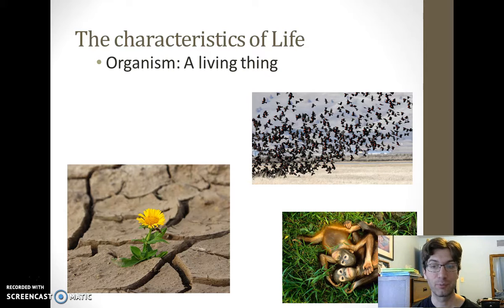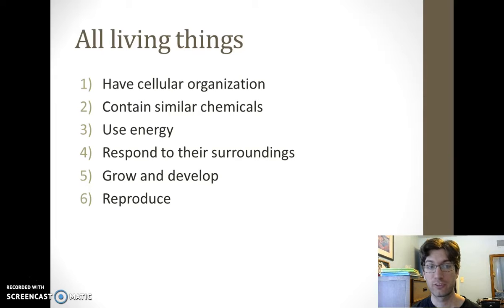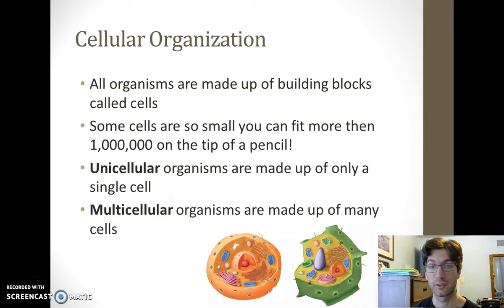I know these are living because they fit 6 characteristics that all living things have. The next few slides will go more in depth into each one of these, but the 6 are having cellular organization, containing similar chemicals, the use of energy, responding to the surroundings, growth and development, and reproduction. So starting off, let's look at cellular organization.